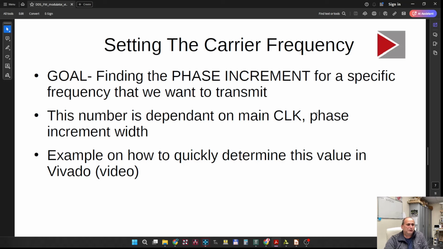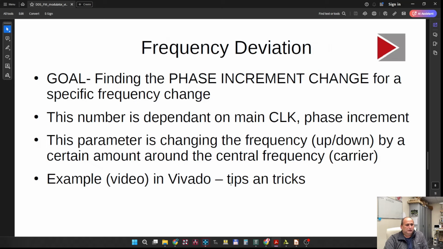Of course, this number will be dependent on a few parameters that we choose previously, which is the clock of the system and a few other parameters that we choose for the DDS. So we need to settle the DDS parameters first and then do this. I'll show you an example in the video. And then the second thing is the frequency deviation. I say, okay, this is going to be a modulator. So let's say I want to transmit on 100 megahertz, but I want my incoming signal to make a modulation or deviation of that frequency by, I don't know, 15 kilohertz up and down around that central frequency. That's the frequency deviation: by how much our stable frequency will deviate from that when the modulator signal comes in, right? That's the thing.